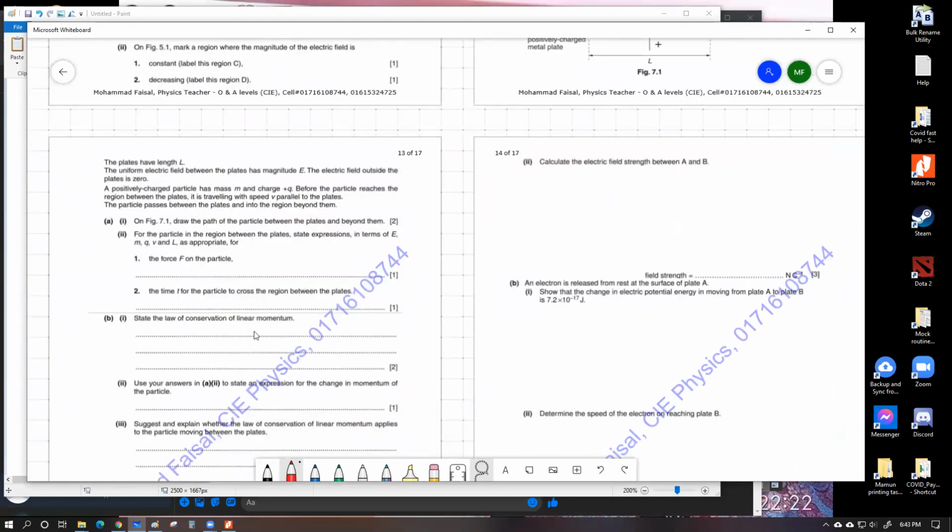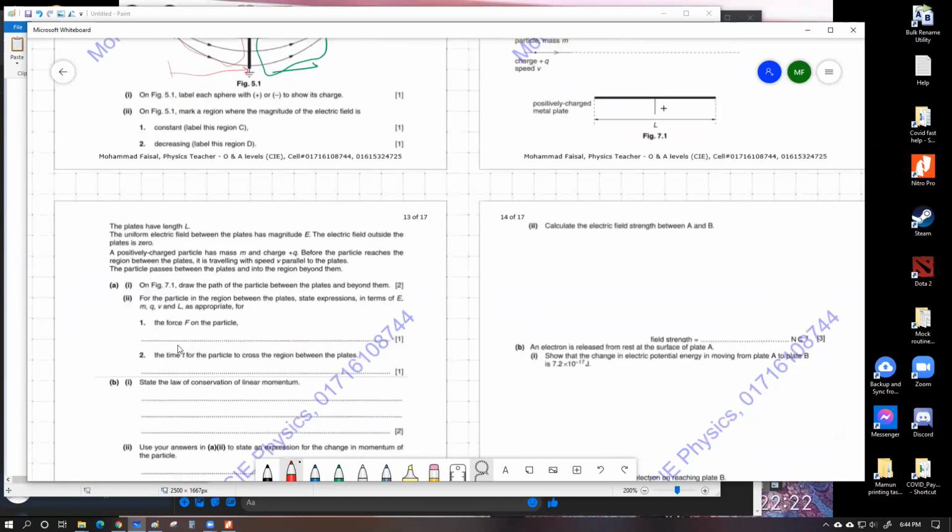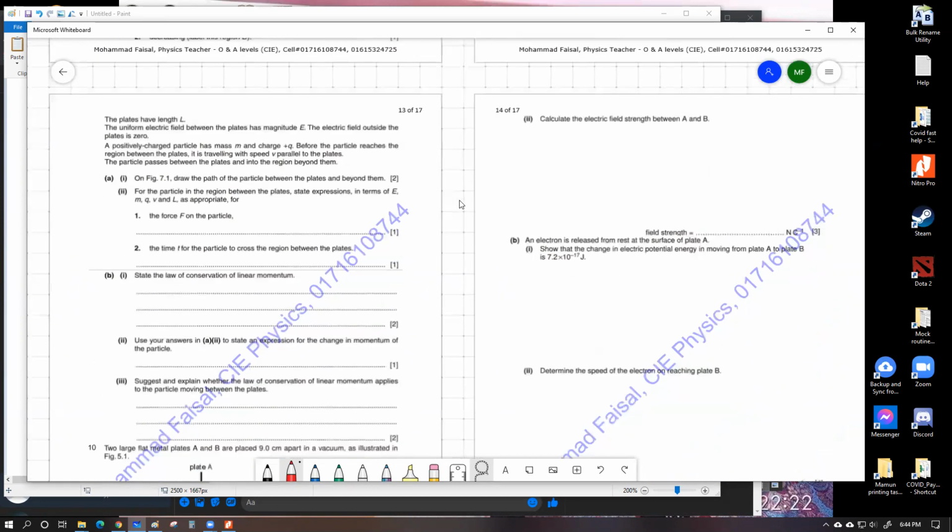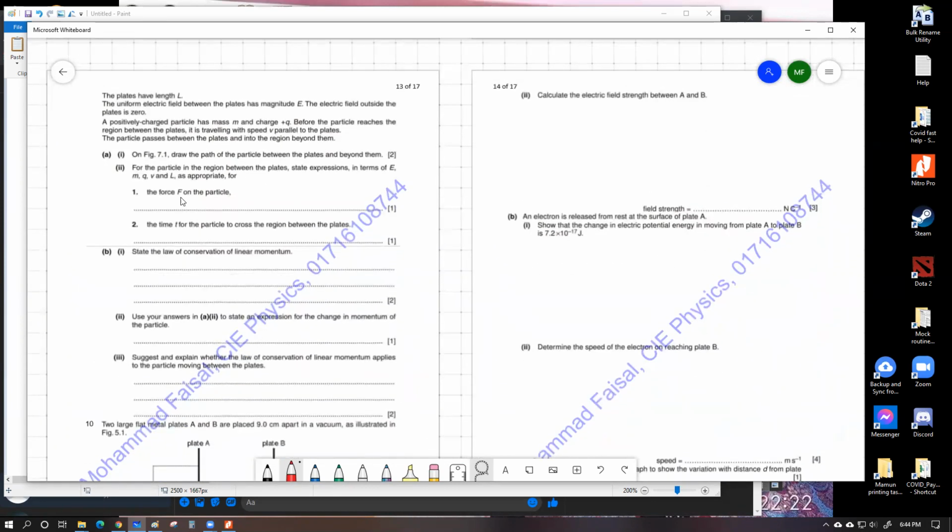In B number 1 it says, state the law of conservation of linear momentum. You just write the law, you know what it is. In B number 2 it says, use your answers in A2 to state an expression for the changing momentum of the particle. This is not going to be difficult because in this expression you actually calculate what is the force and you also calculate the time. So you know that delta p is equal to force into time. So all that you have to do is write a multiplication of these two expressions that you calculated over here. And then it says, state and explain whether the law of conservation of linear momentum applies to the particle moving between the plates.